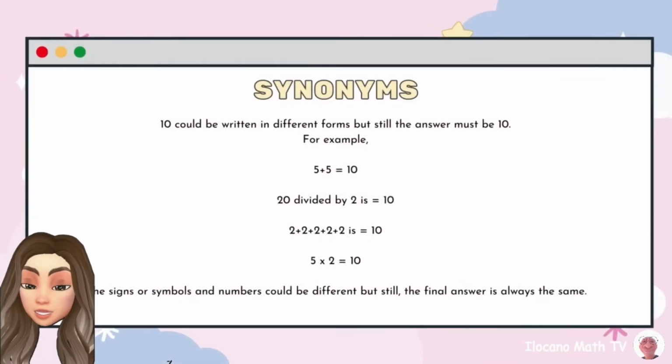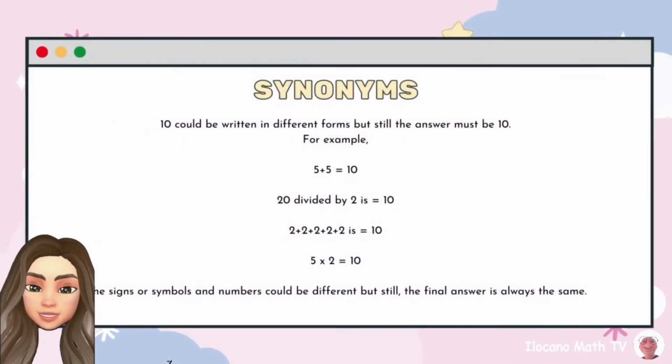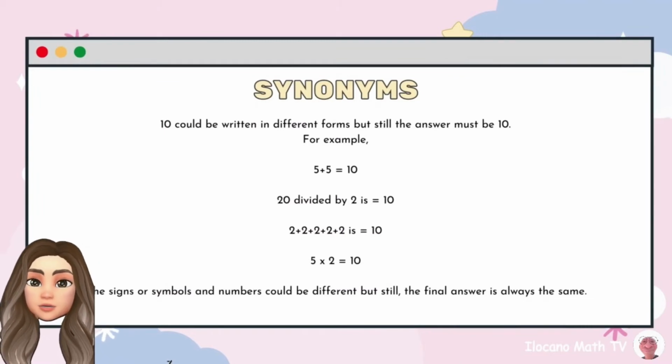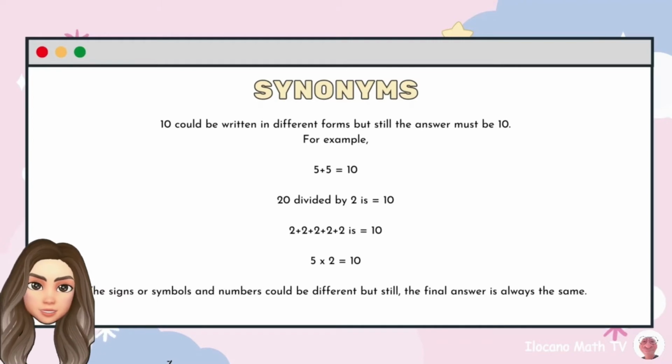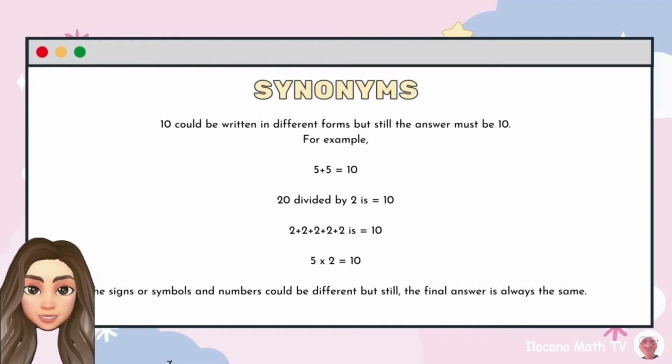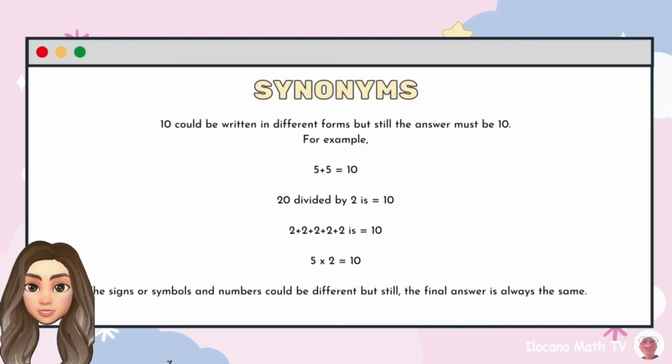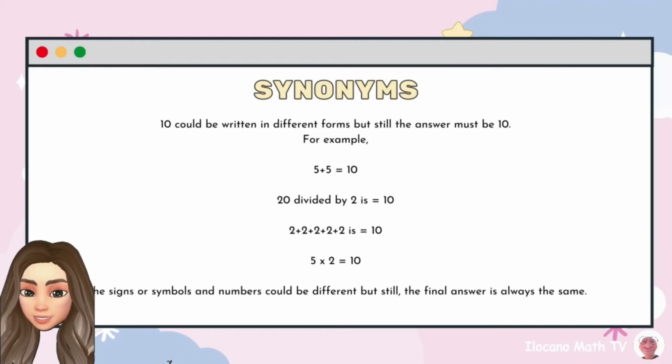For example, number 10 could be written in different forms, but still the answer must be 10. For example, 5 plus 5 is equal to 10. 20 divided by 2 is equal to 10. 2 plus 2 plus 2 plus 2 plus 2 is equal to 10. 5 times 2 is equal to 10. These are some of the basic examples of the synonyms of the number 10. The signs or symbols and numbers could be different, but still the final answer is always the same.